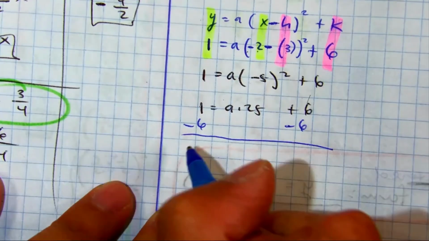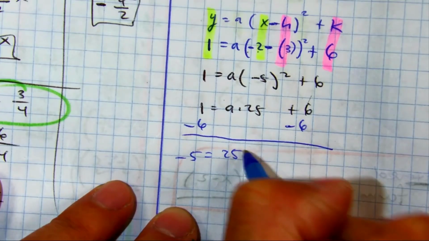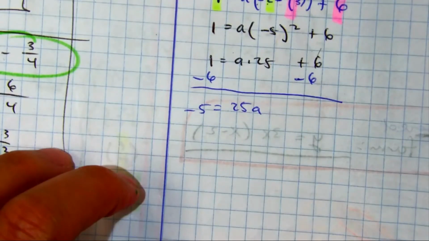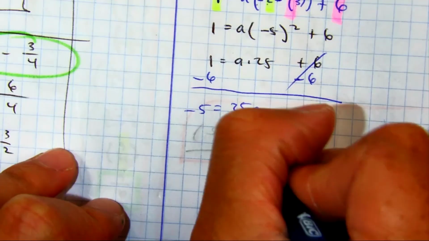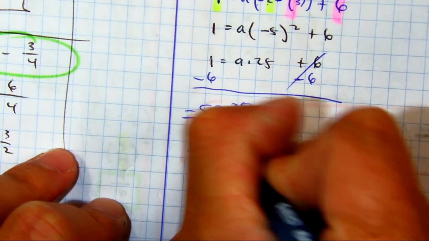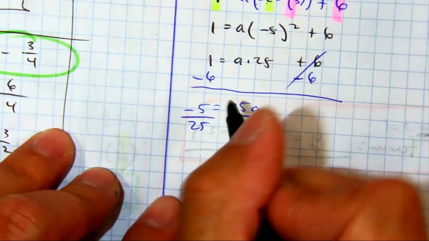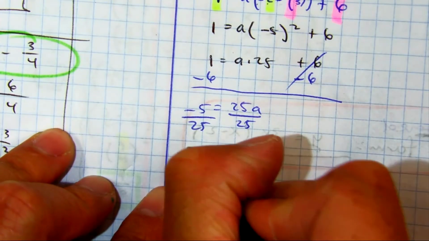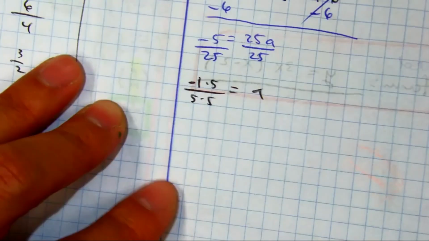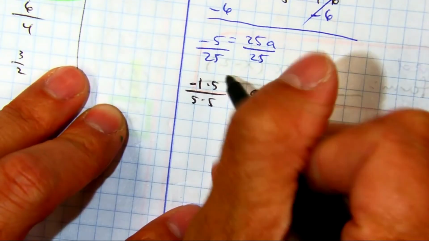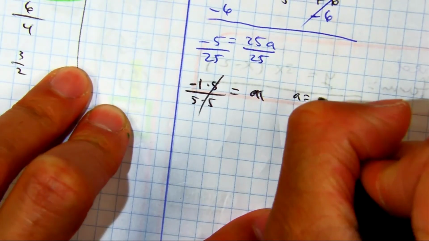I've got negative 5 equals A times 25, or we like to write 25A. Divide by 25. Again, if you didn't understand cross-canceling, kind of silly, but I'll show you. Negative 1 times 5 and 5 times 5. So the 5's will cancel out, and you're left with what? A equals negative 1/5.